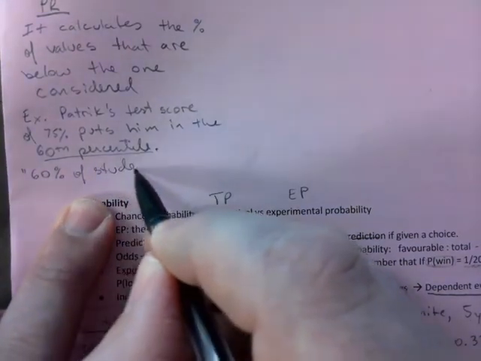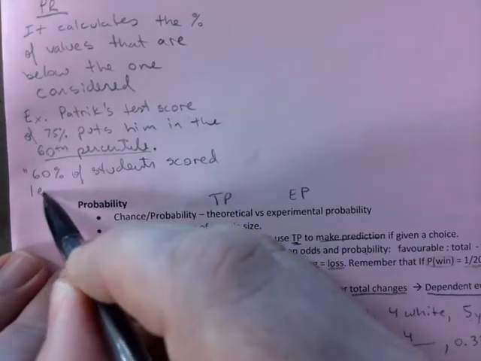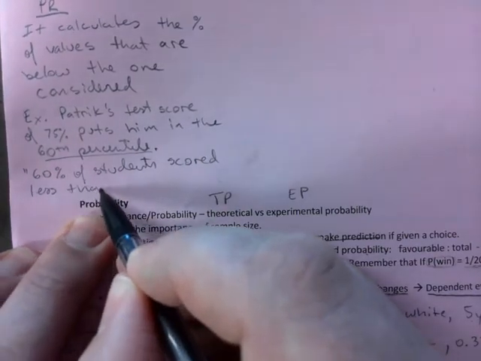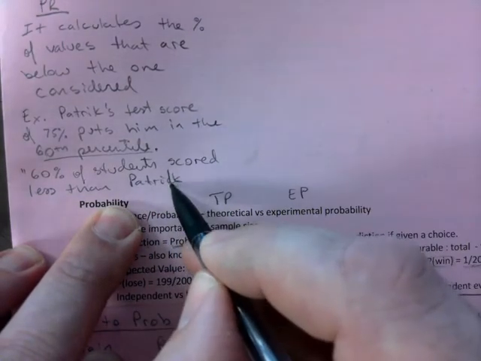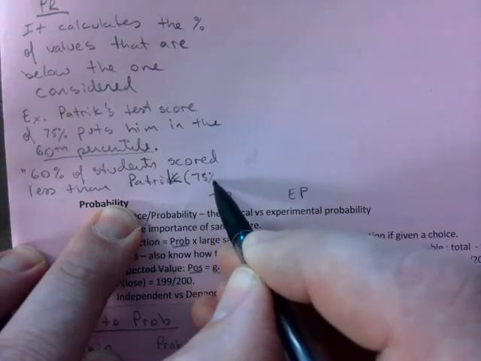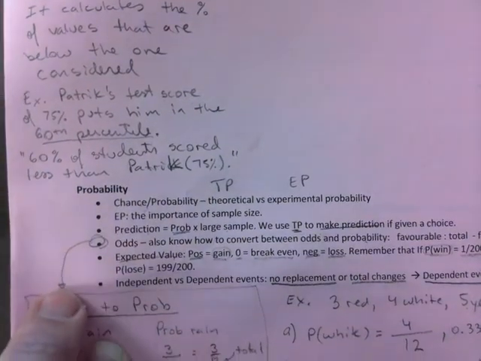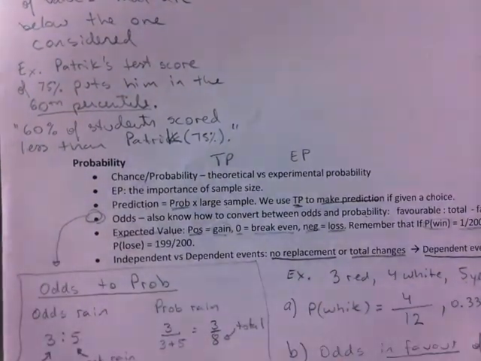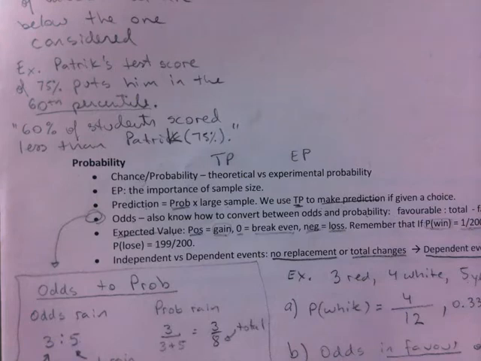students scored less than Patrick. Oh, Patrick with a K, not CK. And that would have been 75%. That's what that means. So you have to make a distinction between the actual test score and the percentile rank. They mean different things, so don't mix them up.